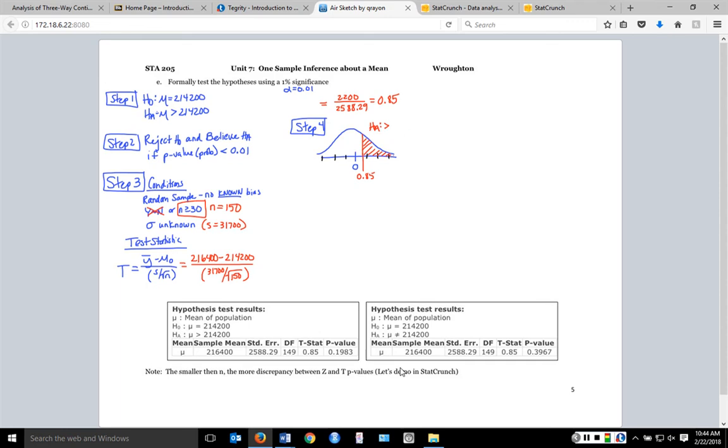So then now my p-value, or again we can just call it our probability, I'm just going to get from my output. So this is the one I'm going to choose because my sign matches. So my probability here is 0.1983.